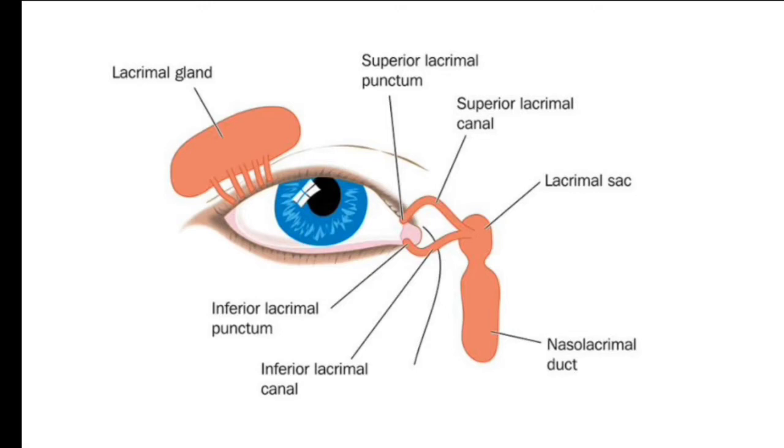This is another picture showing the lacrimal apparatus. So the lacrimal gland and then tears are produced. Tears moisturize the sclera over the eye and then enter the puncta, superior punctum and inferior punctum. After reaching the punctum, they enter the canaliculi, superior lacrimal canaliculus and inferior lacrimal canaliculus. And then tears enter into the lacrimal sac and then into the nasolacrimal duct.